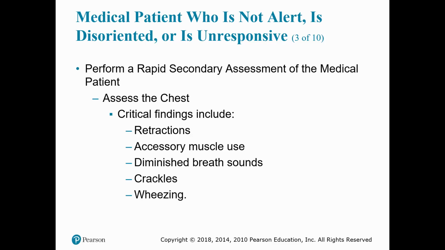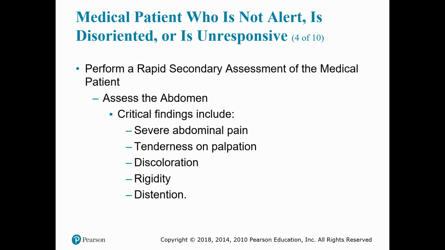Moving down to the abdomen, some of your critical findings that you'll look for are severe abdominal pain, tenderness on palpation, discoloration, rigidity, distension. Provide rapid transport upon recognition for any of these. Make sure we got the airway established, respiratory support if needed, and oxygen if indicated.